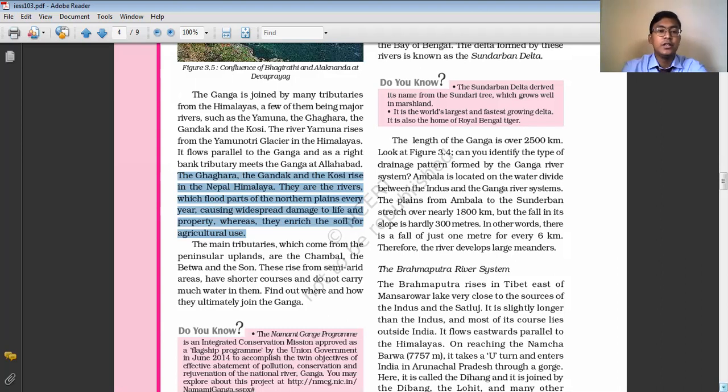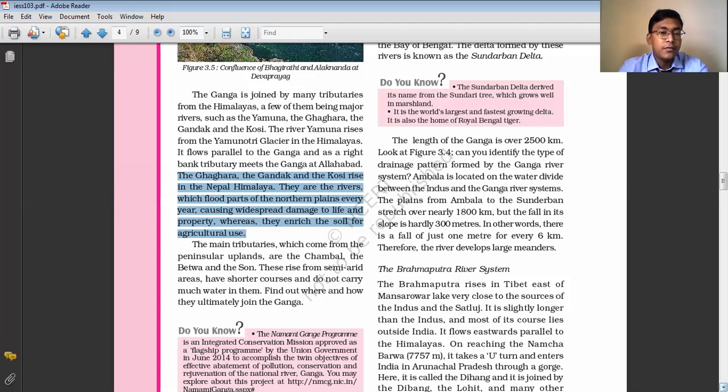Like the Damodar River, which is one important tributary of river Ganga, it is considered as the sorrow of Bengal. In the same way, the Kosi River is also considered as the sorrow of Bihar, because every year Bihar gets flooded because of the Kosi River.